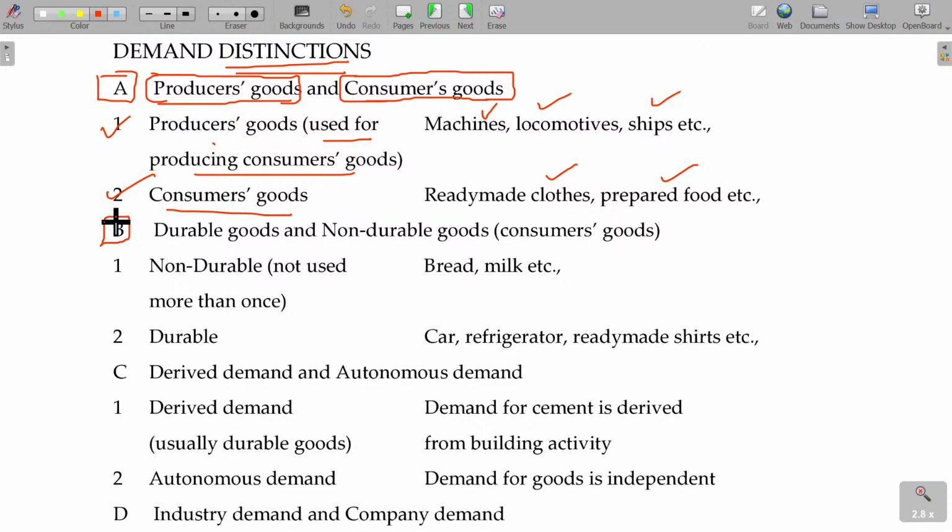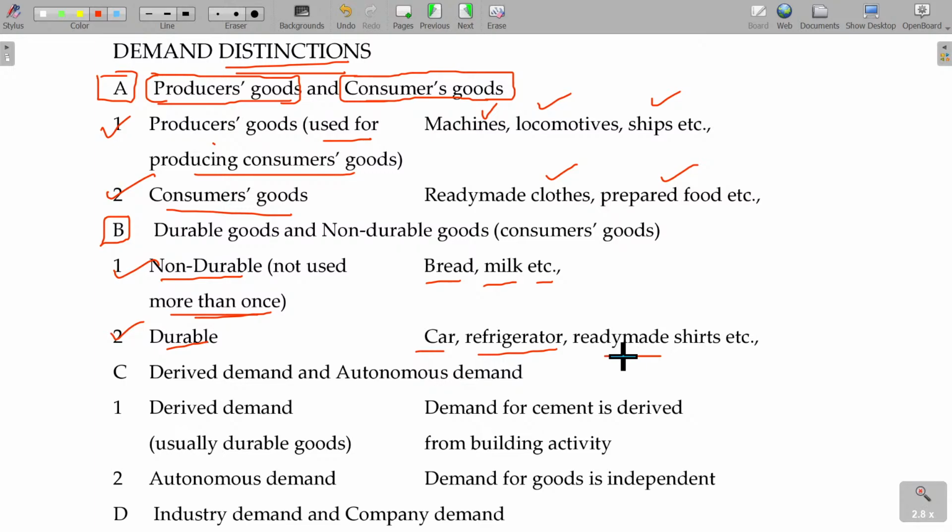Non-durable goods means not used more than once. You have to use it only once, not more than that. It's called non-durable. It has a shorter life, like bread, milk, etc. Durable goods, you can use multiple times, like a car, refrigerator, ready-made shirts, etc. Right? So you can use them multiple times.